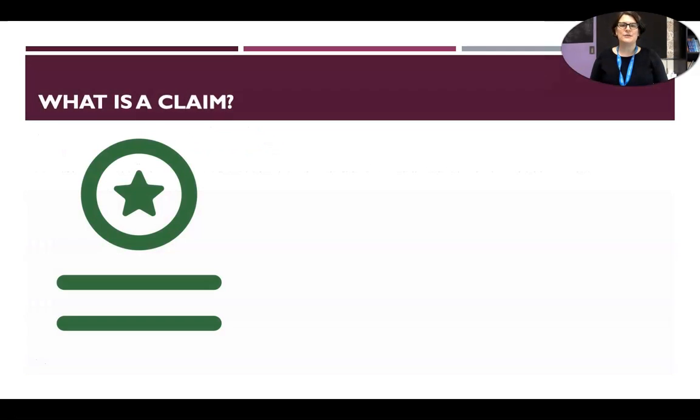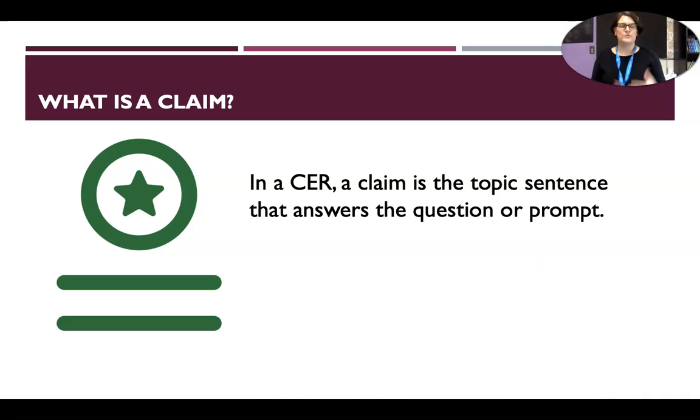So let's talk a little bit about that word claim, and we're going to use this image here of the star to represent claim all the time. So let's get that definition to go with it. In a CER, which is a paragraph structure we're working on, a claim is the topic sentence that answers the question or prompt. So if I were to ask what color is my lanyard that I'm wearing, you would say it is blue and yellow. So that would be your claim. That would be answering the question.